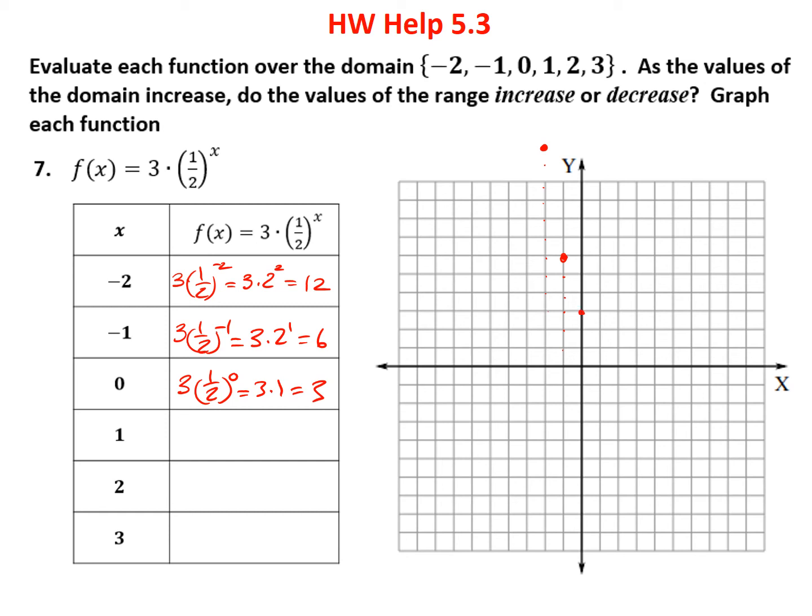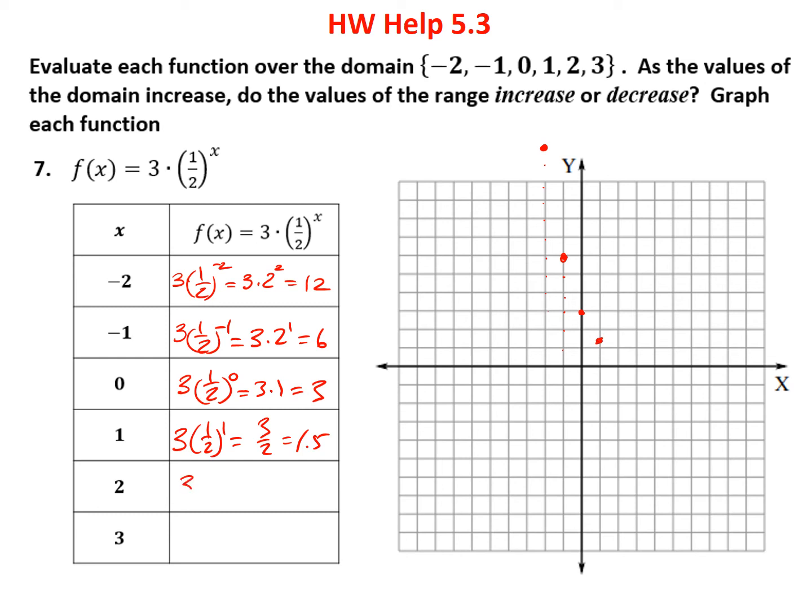By the way, you should start noticing something here. Notice that since we're multiplying by half each time, it's like dividing by 2. So we went 12 divided by 2 is 6, divided by 2 is 3. So we expect the next one to be 1.5. So here we have 3 times 1/2 to the 1. So that's 3 over 2, or 1.5. So here we're going to get 1.5, about right there.